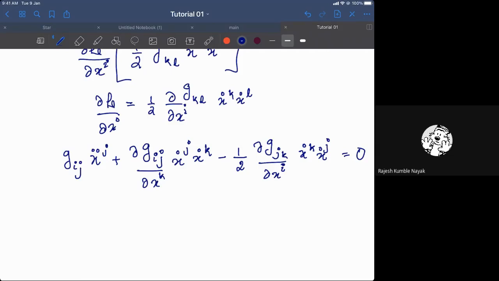There are two terms. Now I want to impress upon another interesting point here. You see that earlier we had a discussion that this is a symmetric tensor.